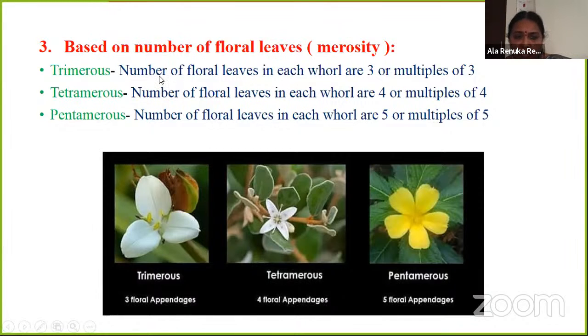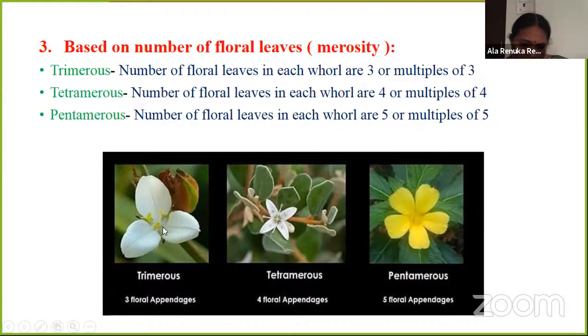If the number of floral leaves are four or multiples of four, we call them tetramerous. Four, multiples of four: 4, 8, 12, 16, like that. Three and multiples of three sepals, or six sepals, and so on. You can see in this trimerous flower there are three sepals, 1, 2, 3, alternating with the petals. You can see a small sepal arising between the petals. We can see three petals, three stamens, and usually the gynoecium will also be tricarpellary.